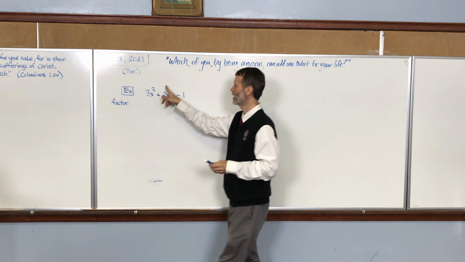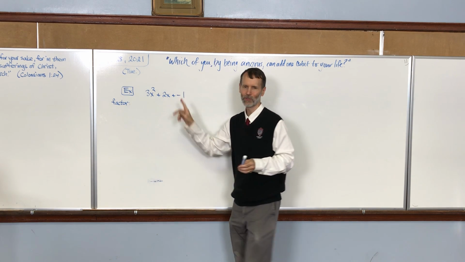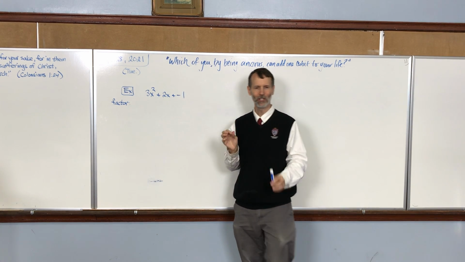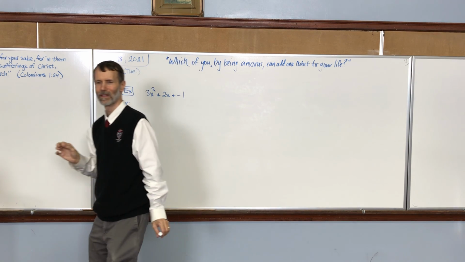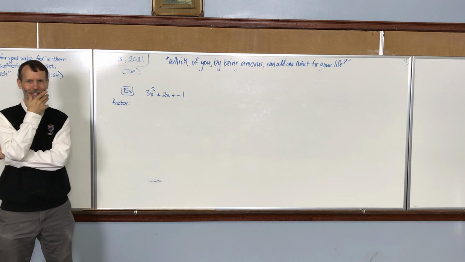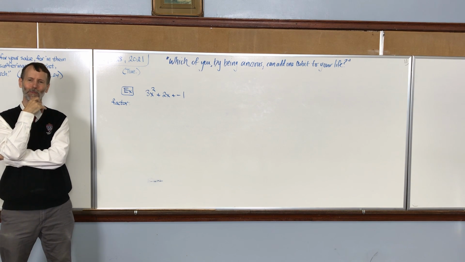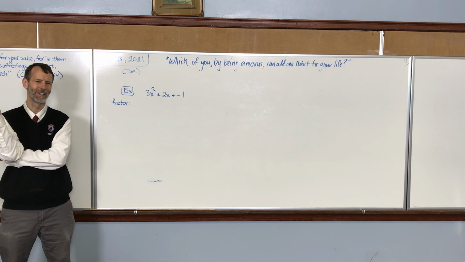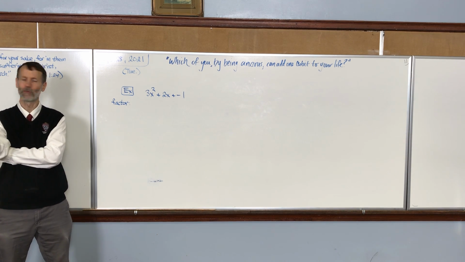Unfoil is where you find two numbers that add up to the middle number and multiply to be the end number. But there are conditions where you can use that. The conditions are 3, 2, 1. I remember what those stand for. Unfoil obeys 3, 2, 1. 3 what? 3 terms.